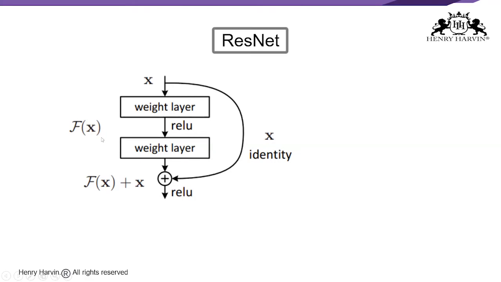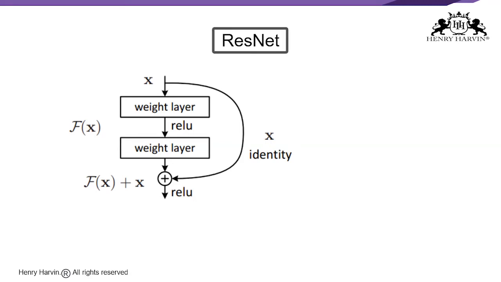So is that clear? This is going to be this f of X plus this X, which is nothing but the identity. So function of X plus identity. After addition also we perform another ReLU over here. So what is happening here? Now the output function will be f of X plus X, right? So the identity is X.